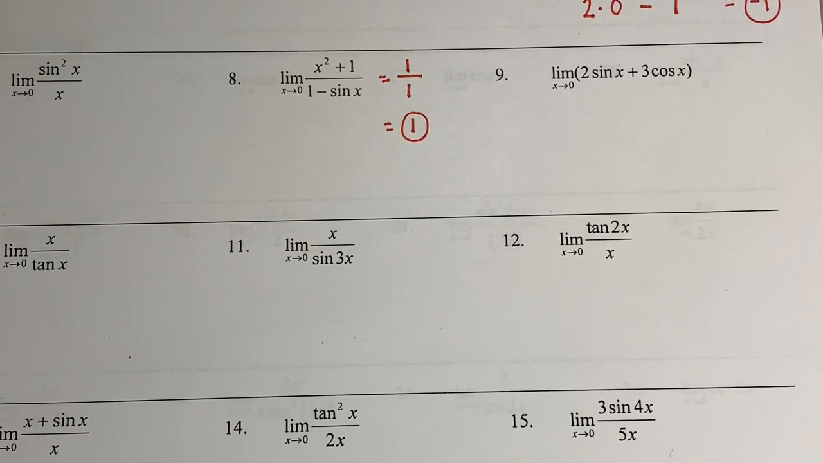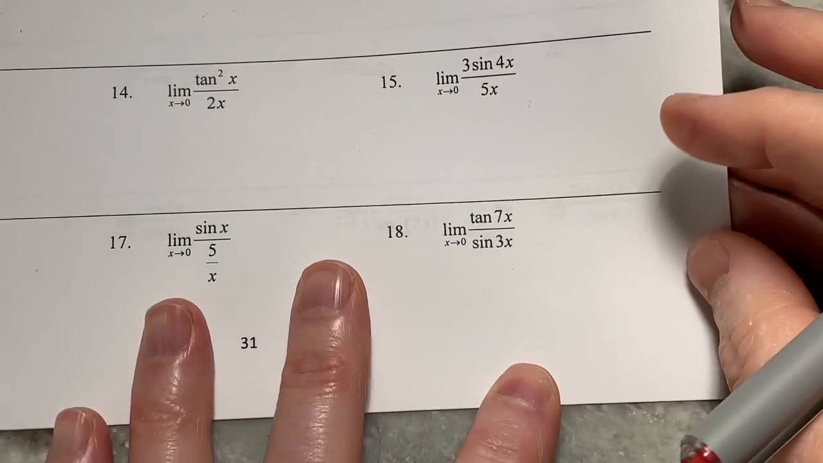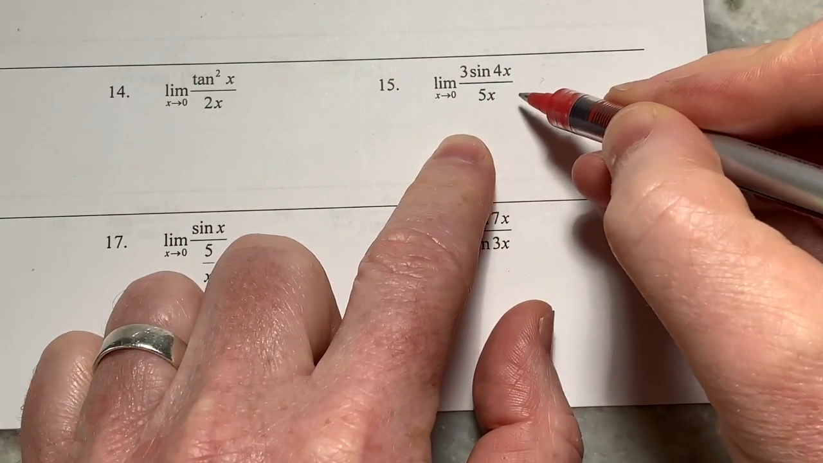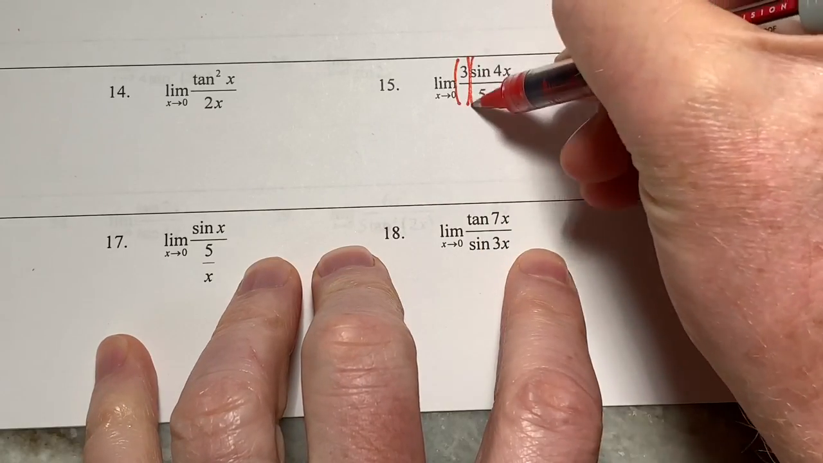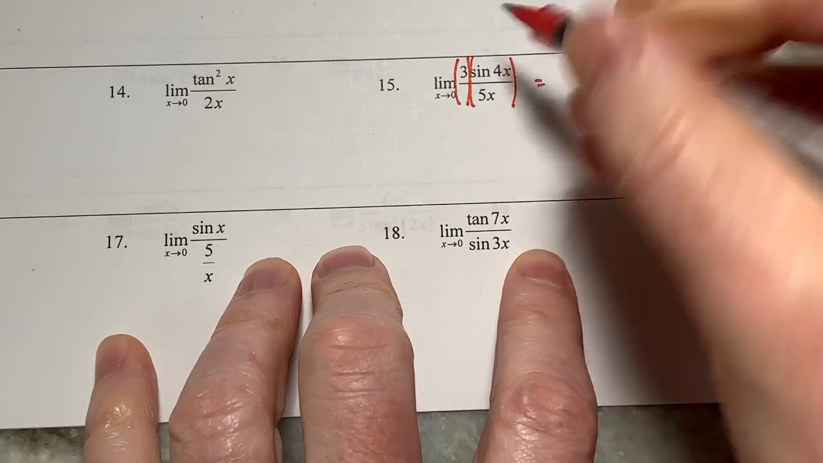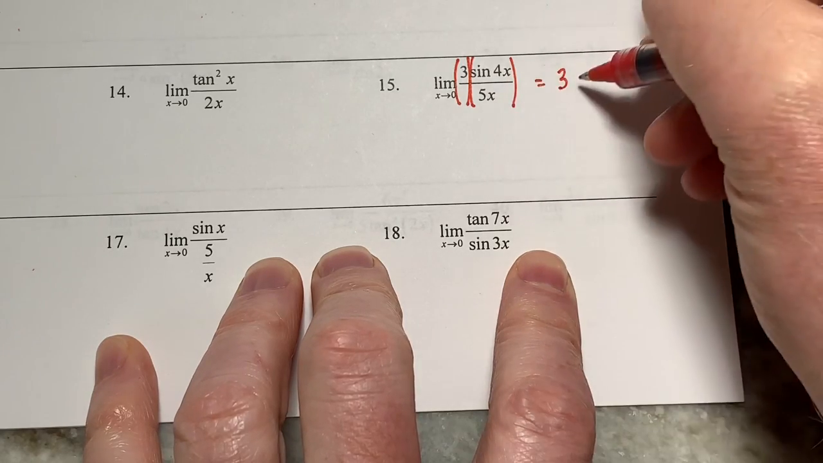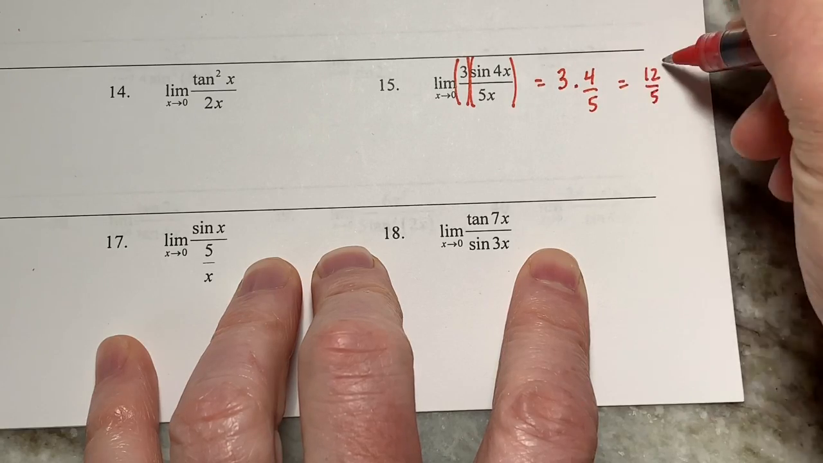I'm going to jump down to, how about number 15? You're looking at number 15 right here, 3 sine 4x over 5x. Well, the 3 is a constant. I can treat it like its own limit. So when I evaluate this, the limit of 3 is 3. And then look, sine of 4x over 5x. Use the coefficients 4/5, and I end up with 12/5.